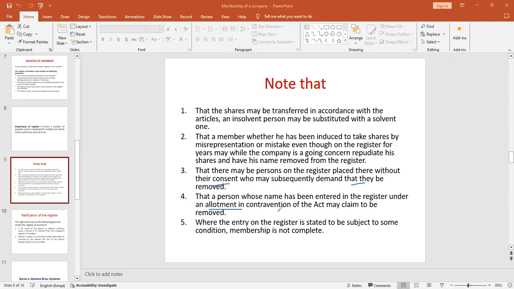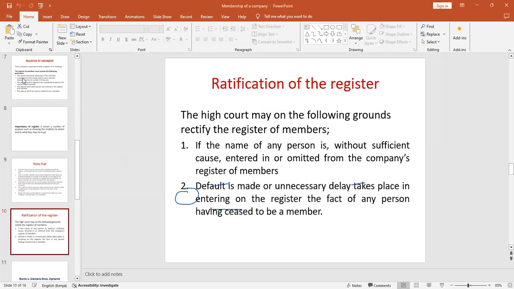So the reverse can also happen. Your name can fail to be put there, and then you want it entered. So these are some things that you need to factor in. Okay. So all that, the removal and the whatever, just comes down to one thing, a thing called rectification of the register, meaning to rectify means to make a change. So there could be that.